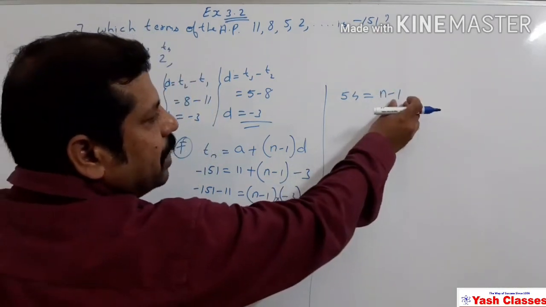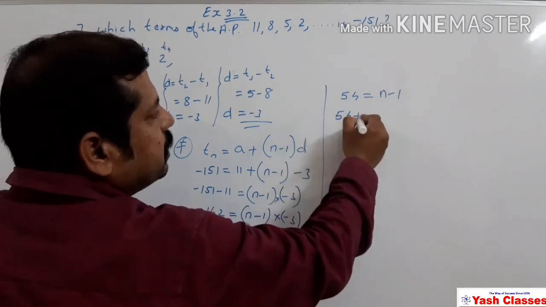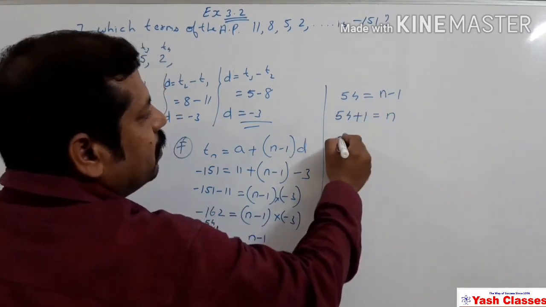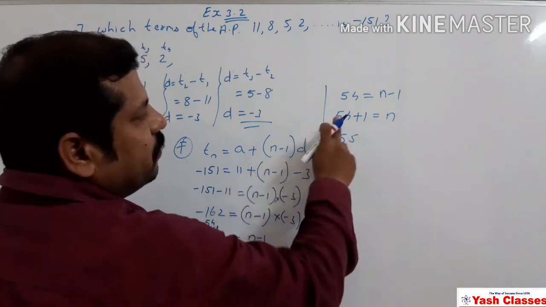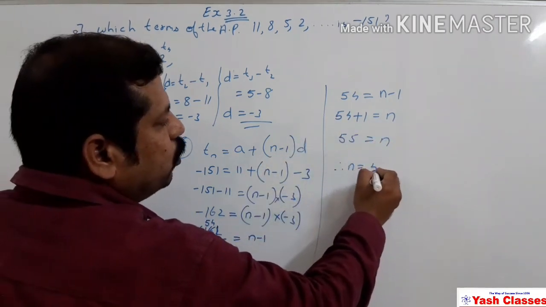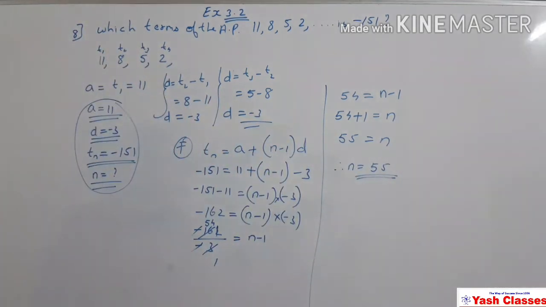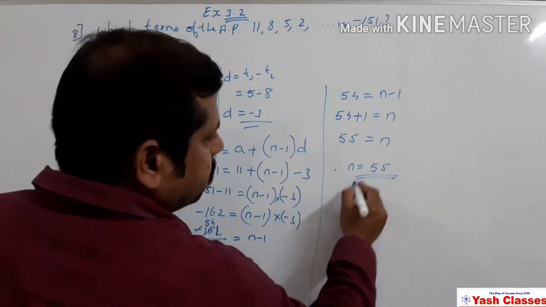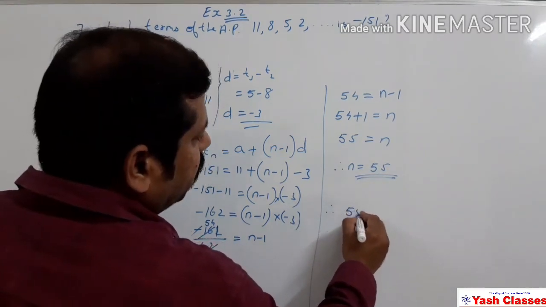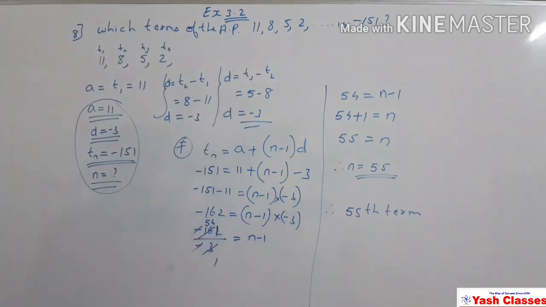Now minus 1, bring here. 54 plus 1, 55, is equal to n. Therefore n is equal to 55. Now what is being asked? Which term? The 55th term. Therefore the 55th term is the answer.